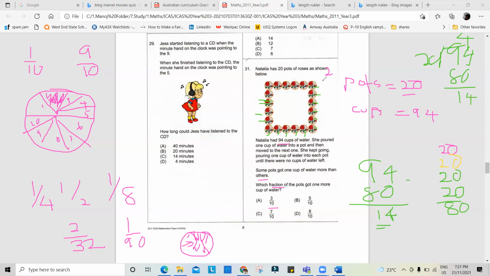Up to here, you can water them, right? Then your 94 cups are gone. Now what is the question? She poured 1 cup into the pot, then moved to the next one. She kept going, pouring all the cups until no cups of water were left. Then she finishes here. Some pots got 1 cup of water more than the others.